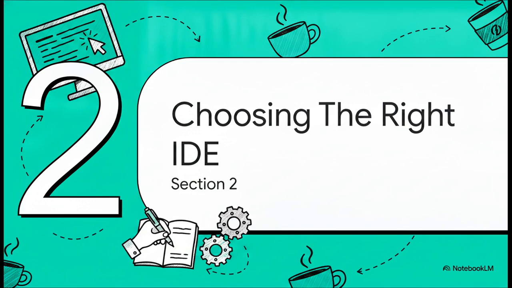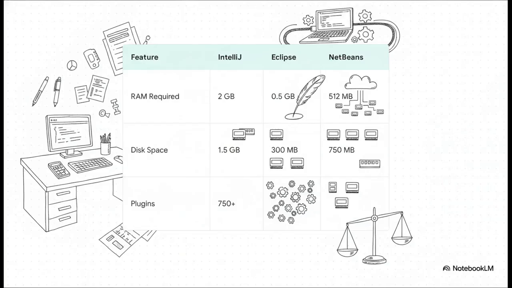Section 2, choosing the right IDE. So IDE, what does that mean? It stands for Integrated Development Environment. It's basically your digital desk, equipped with all the pens, paper, and calculators you could ever possibly need. But there are a few major players out there, and you definitely want to choose the one that fits your machine specs. For instance, IntelliJ IDEA is incredibly powerful, but it's pretty heavy. It needs at least 2 to 4 gigs of RAM and 1.5 gigs of disk space. On the flip side, Eclipse is much lighter, needing only half a gig of RAM.